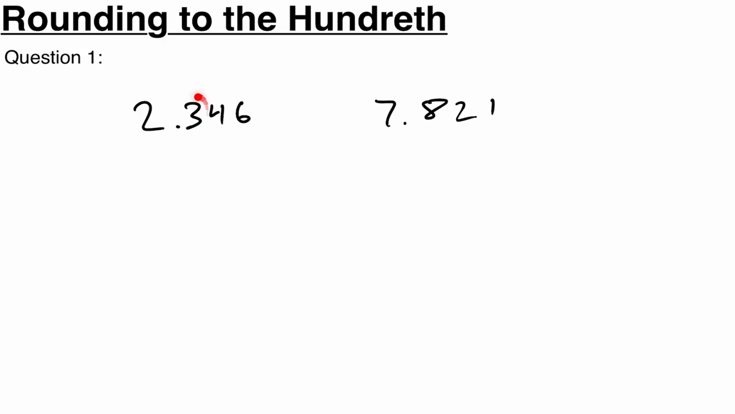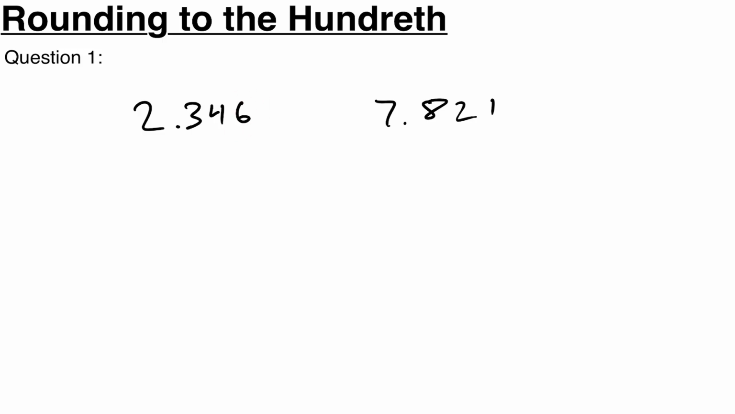2.346: our 3 is going to be in the 10th spot, our 4 is going to be in the 100th spot, and our 6 is going to be in the 1000th spot. So I want you to remember the rule: 5 or more, raise the score, and 4 or less, let it rest. We want to round to the 100th spot, which is where the 4 is. So we're going to look 1 to the right, and that's going to be the 6. And that's where we're going to apply the rule.